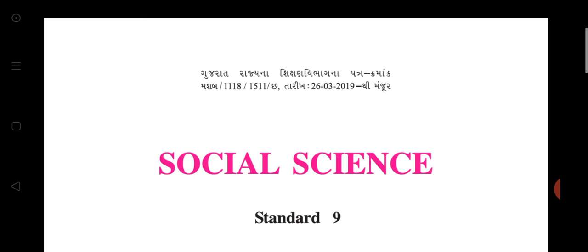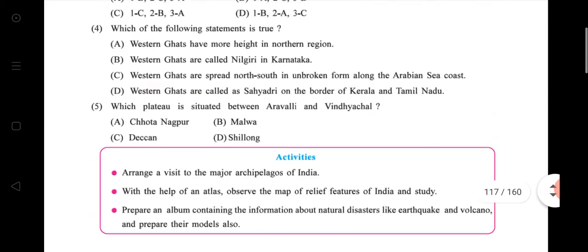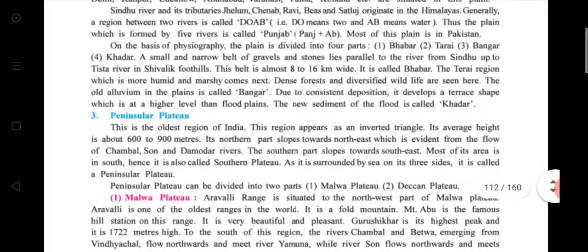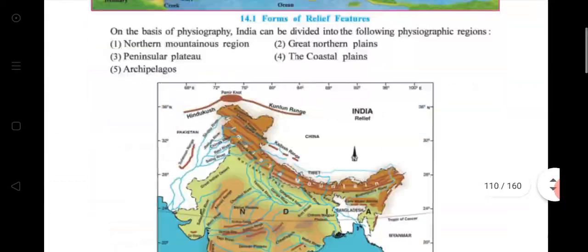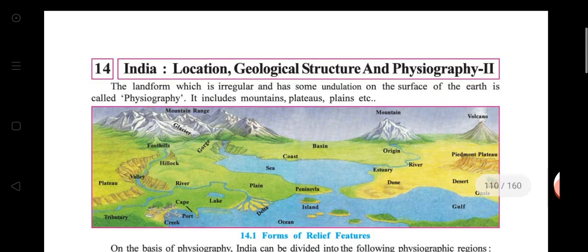So, today we are going to start lecture number 3 of chapter 14. Are you ready, all? Okay, good. Just a minute, chapter number 14. Page number 106, chapter 14. India location, geological structure, and physiography, part 2.